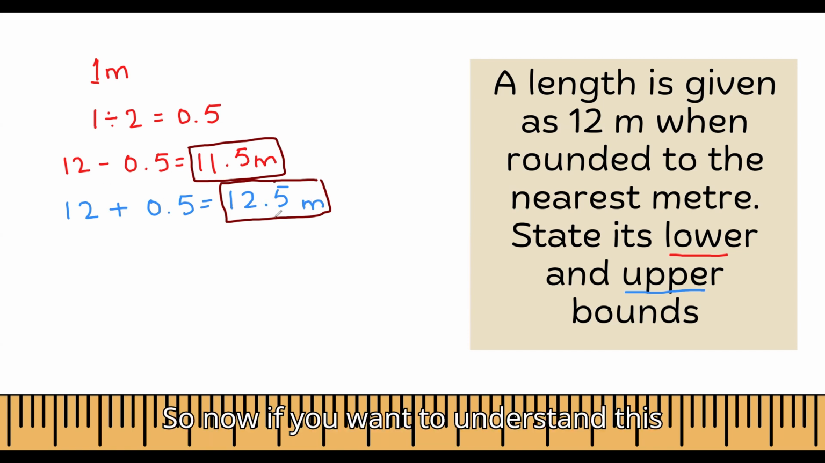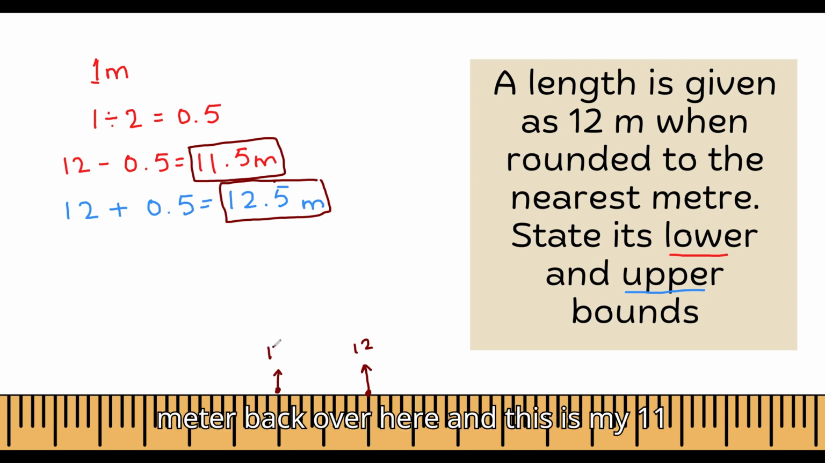So now if you want to understand this visually on the scale, I'm going to show you how you can visually understand this. So let's take an example that this point over here is going to be my 12. Now we know that it's rounded to the nearest meter. So I'm going to go 1 meter back over here, and this is my 11 meters. This is 12 meters. And then 1 meter forward, so I'm assuming this gap as a 1 meter gap. And this is 13 meters.